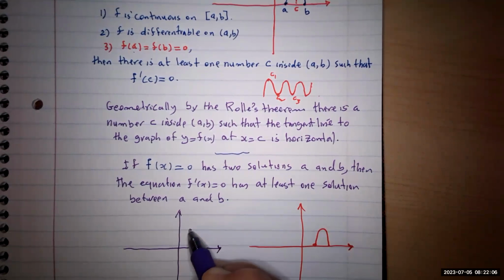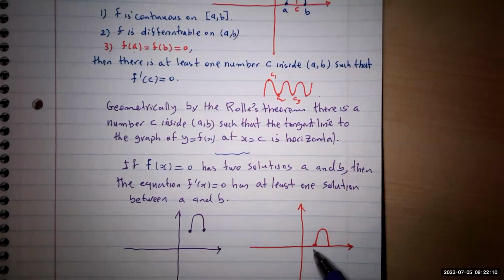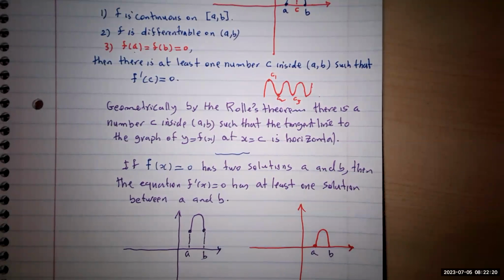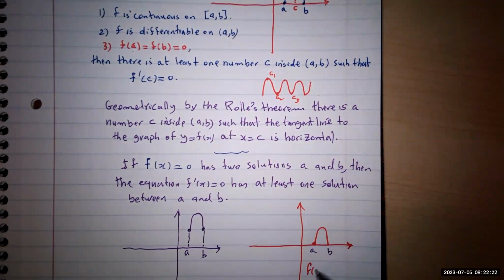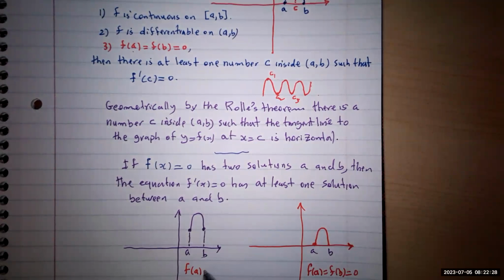If I push it up here, you see what's going to be the difference. This is the A and this is the B. So my graph, the third condition would be that this is A, this is B. So the third condition here is f of A equal to f of B equal to 0. The third condition here is only f of A equal to f of B.